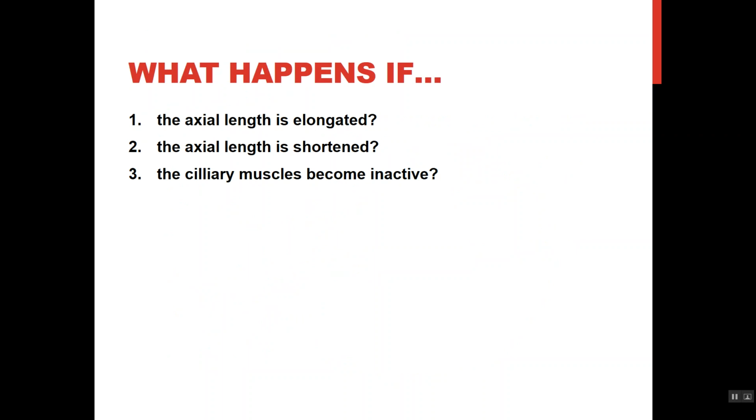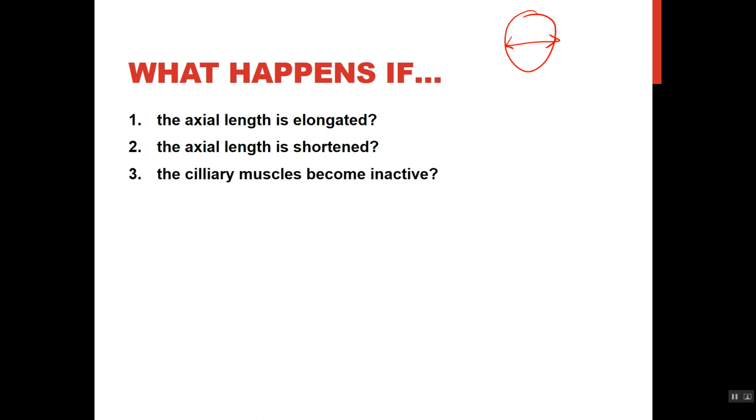All right, I have some questions for you, and you guys tell me what might happen to your vision if the axial length is elongated. The axial length is that dimension. If that axial length is elongated in your eyeball, what might happen to your vision? Yeah, the image would be in front. Normally it needs to focus at the back of your retina, but it's going to be focused somewhere in the middle of your eyeball because your eyeball is too long.